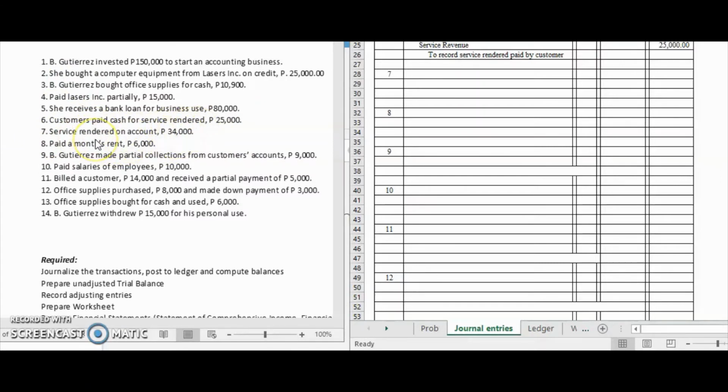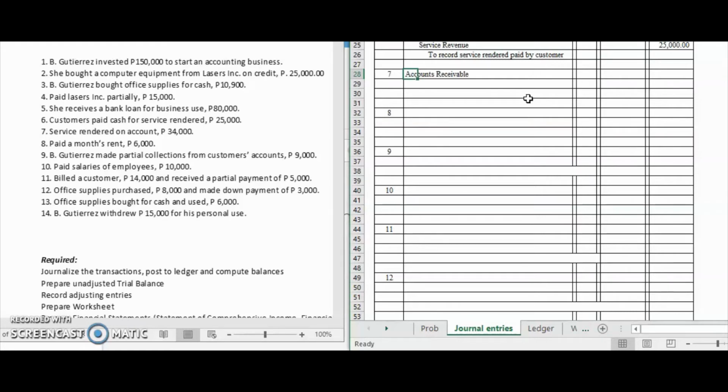In this transaction, nagbigay ka ng service to a customer. However, hindi pa nagbabayad si customer. Ibig sabihin, may utang siya sa iyong business. Okay, so ano ang account title na gagamitin natin here? Okay, we have the accounts receivable. An accounts receivable is anything that a business is about to receive.